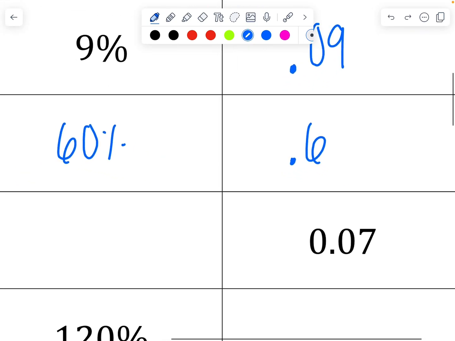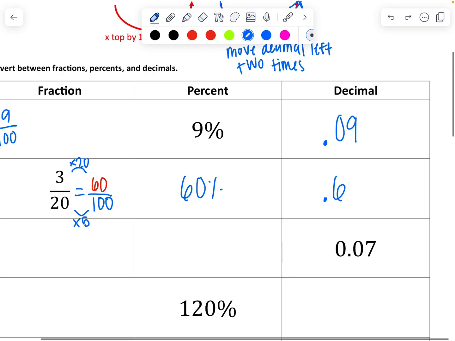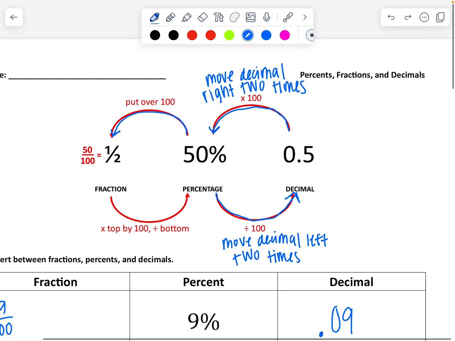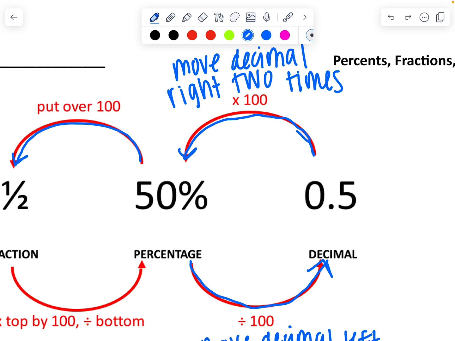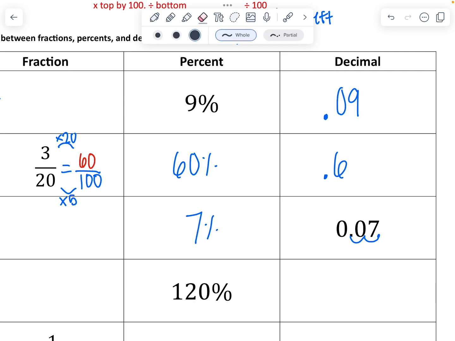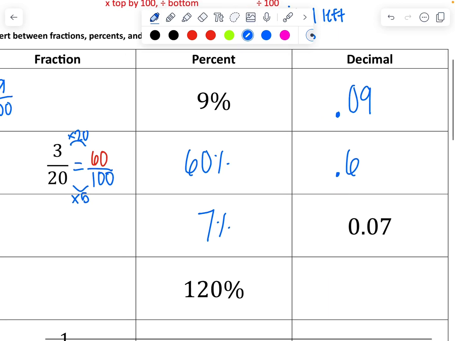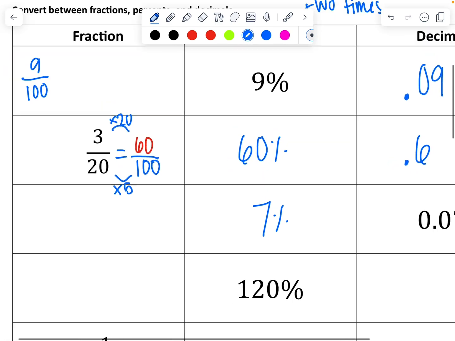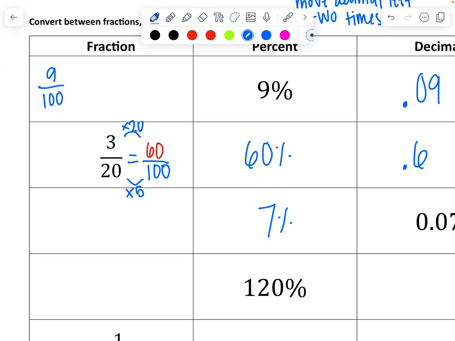So now I have 0.07. So I'm going from a decimal to a percent. So if I go up here, to go from a decimal to a percent, I move my decimal right 2 times. So I would go 1, 2, and I would be at 7%. And then to change it from a percent to a fraction, remember, a percent is always on top of what? 100. So it'd be 7 over 100. And I have to see, can I simplify that? No, I cannot. It's already simplified, so that's my final answer.